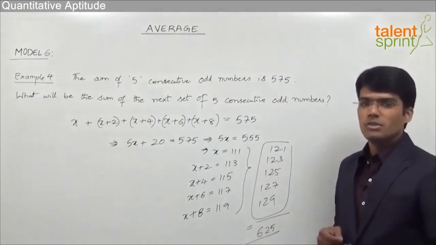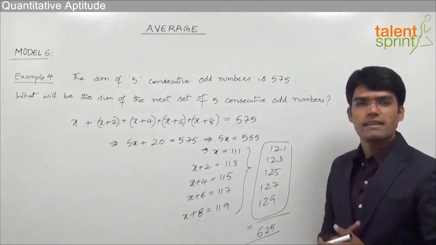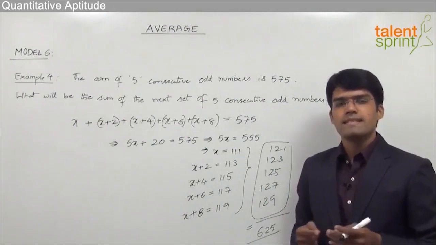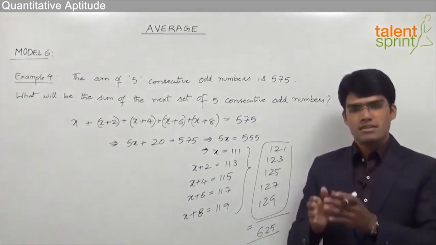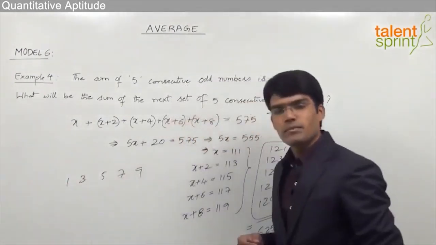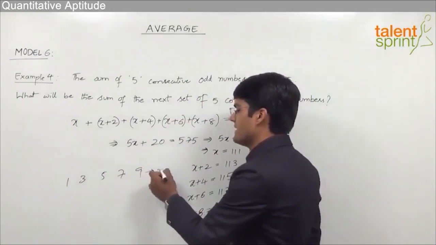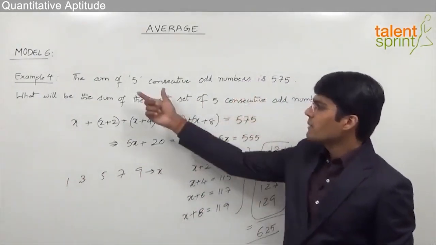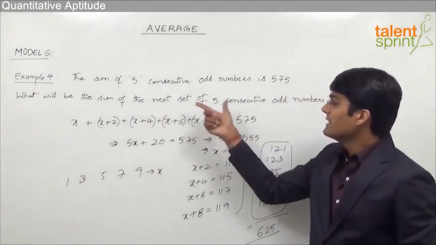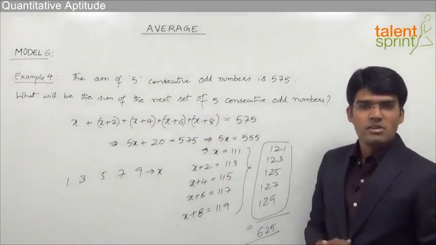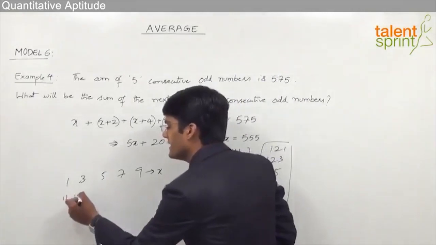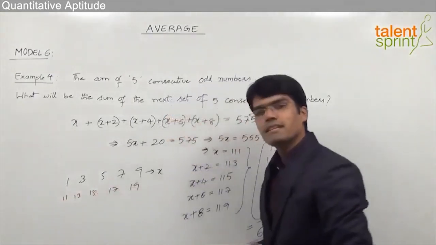If you are smart, you will get the answer for the same question without writing anything on the paper. Let us take some 5 consecutive odd numbers. For example, let us take 1, 3, 5, 7 and 9. See, these are the 5 consecutive odd numbers. And let the sum of these numbers be x. So as given in the question, the sum of 5 consecutive numbers is 575. We are supposed to find out the sum of the next set of 5 consecutive odd numbers. Now if you observe, the next set of consecutive odd numbers here would be 11, 13, 15, 17 and 19.